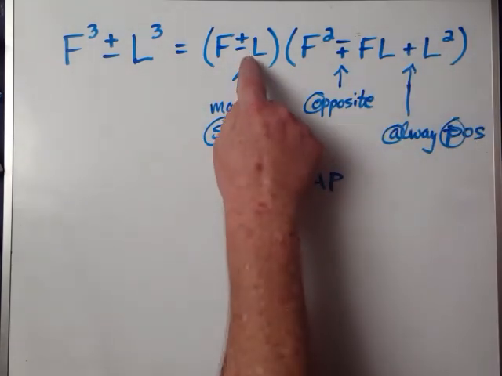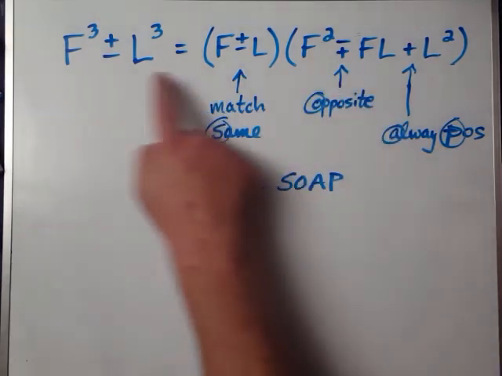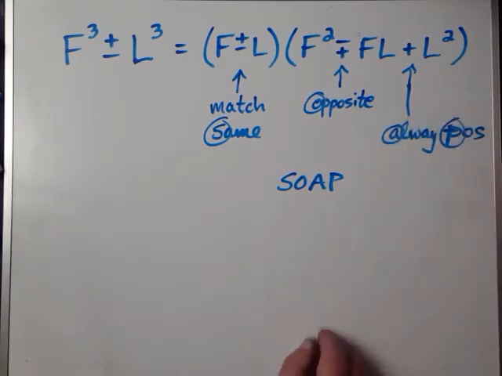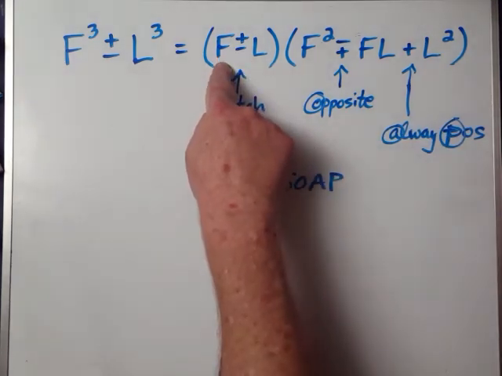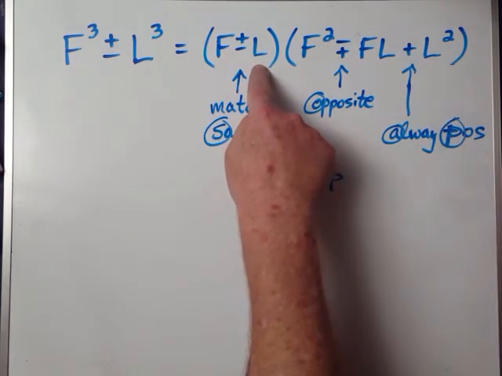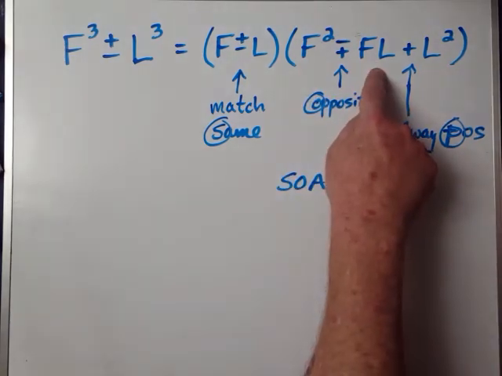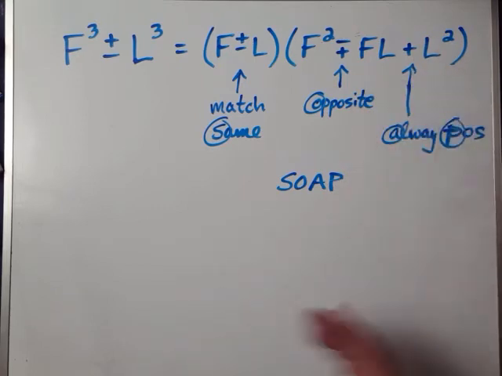The sign in the binomial matches the sign of the problem. The first sign in the trinomial is the opposite of that, and the last sign is always plus. And then I have 5 little blanks to fill in, and I fill them in with the first, the last, the first squared, the first times the last, and the last squared. So this is a pattern I need to, well, memorize.